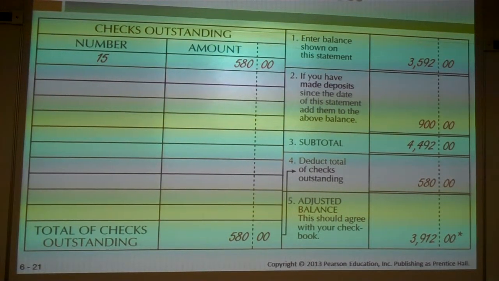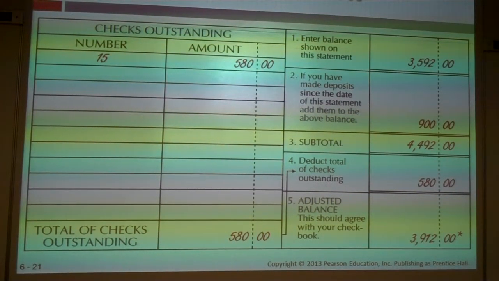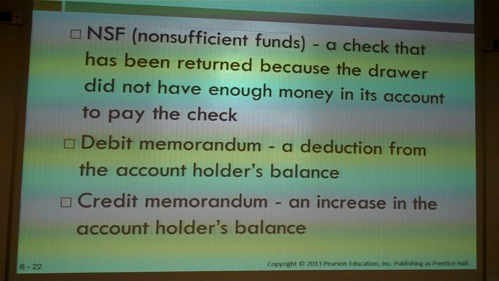There's the number that we showed on our bank statement, that $3,592. We made a deposit that wasn't showing for $900. And then we had some outstanding checks, just that one, number 15, for $580. And it says adjusted balance. This should agree with your checkbook, $3,912. And we'll do a couple of those on Thursday.